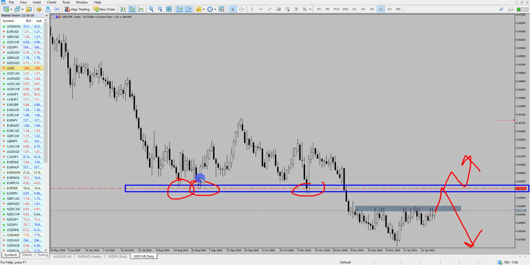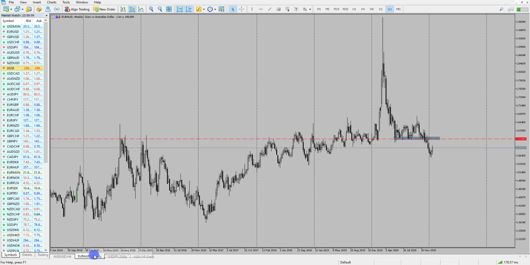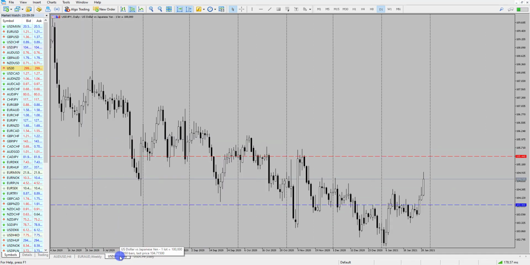So keep an eye on those 4 charts. For me, there's a couple of good opportunities, particularly like Euro Oz, particularly like dollar yen.